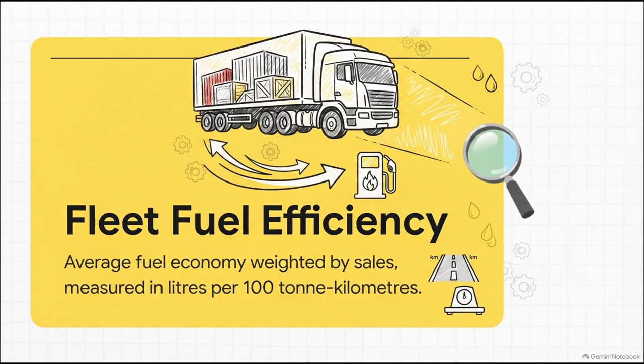Well, for these massive beasts, manufacturers use liters per 100 tonne-kilometres, and this is key. They aren't just measuring the distance the truck traveled. They're accurately measuring the fuel efficiency of moving massive amounts of weight over that distance. It calculates the actual work of moving mass, which, as you can guess, is a far more accurate reflection of a freight truck's true efficiency than just a basic miles per gallon rating.